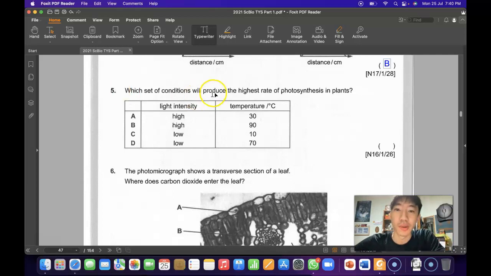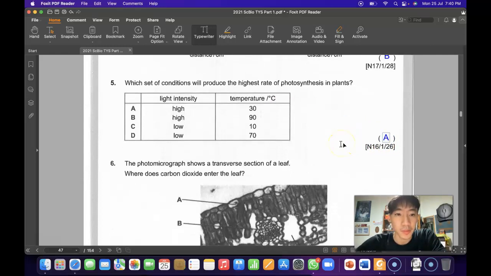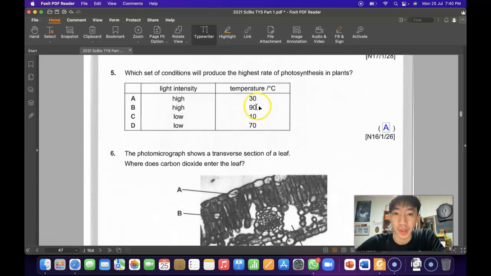Which set of conditions will produce the highest rate of photosynthesis in plants? For most plants, the optimum temperature is about 30 to 40 degrees. So of course, if the light intensity is high and the temperature is high, then photosynthesis will be at a high rate. So the answer is A. B is not possible because at 90 degrees, the enzymes in the leaf would denature.